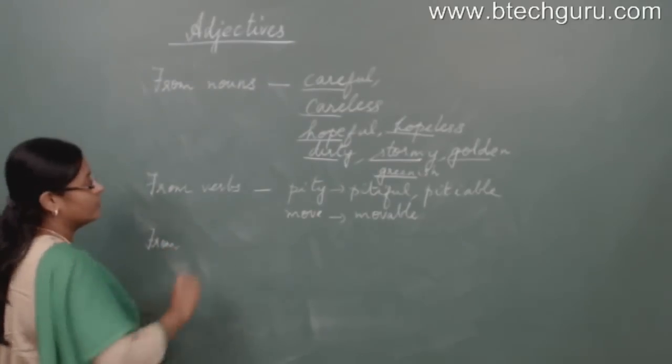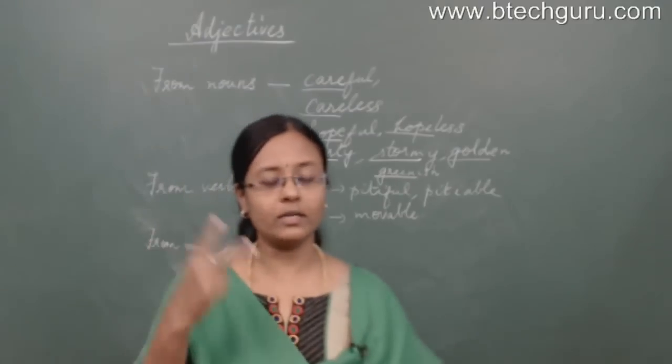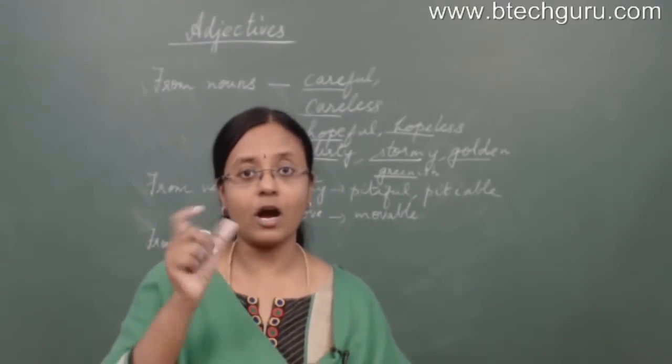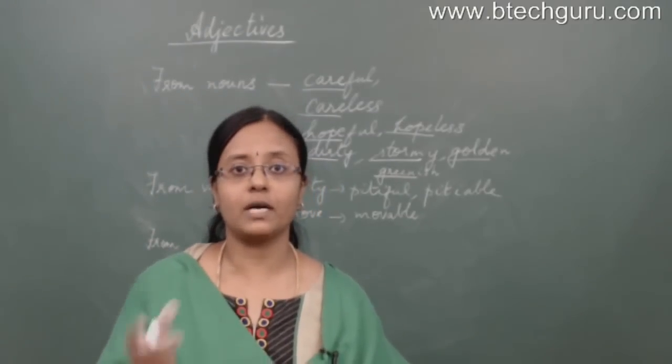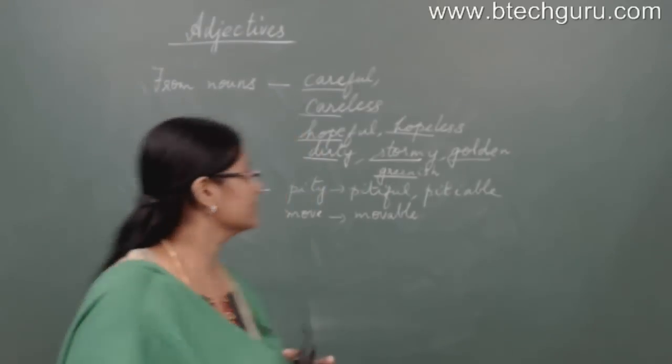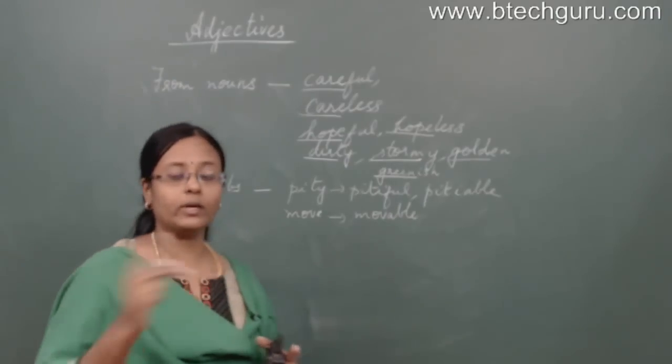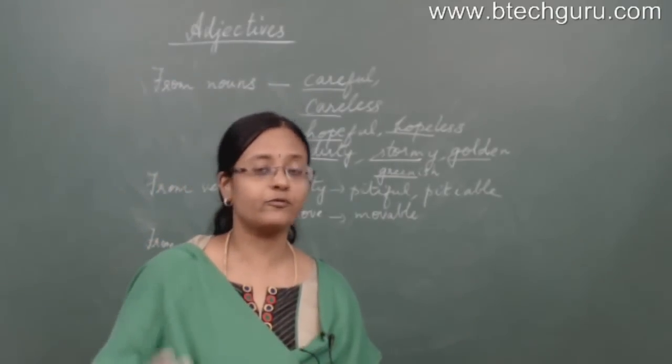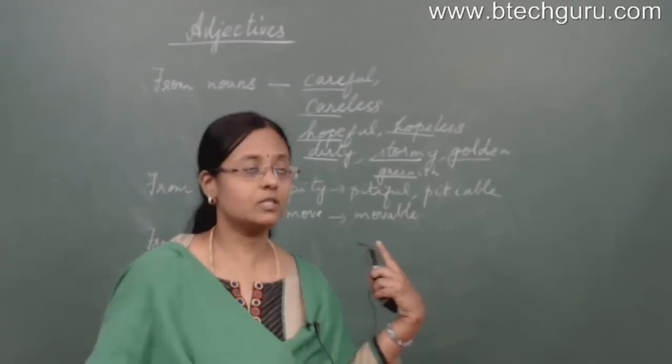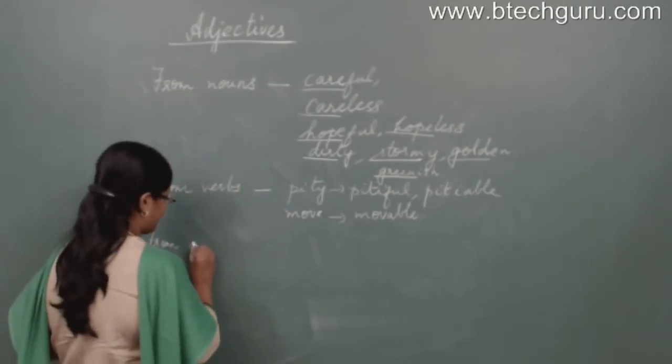When you see an adjective, you can start thinking of how this adjective is formed, either from a noun or from a verb. Sometimes it's also the other way. Some nouns are formed from adjectives, but this is also possible.